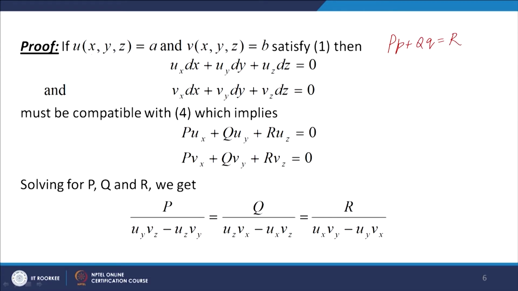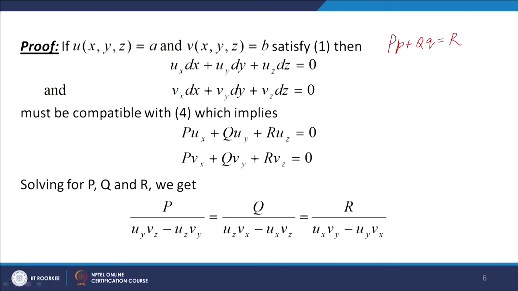Then from u(x, y, z) equal to a, we see that the partial derivative of u with respect to x, that is u x into dx, plus the partial derivative of u with respect to y, that is u y into dy, plus the partial derivative of u with respect to z, that is u z into dz, is 0. Similarly, v(x, y, z) equal to b gives you the partial derivative of v with respect to x into dx, plus the partial derivative of v with respect to y into dy, plus the partial derivative of v with respect to z into dz equal to 0.